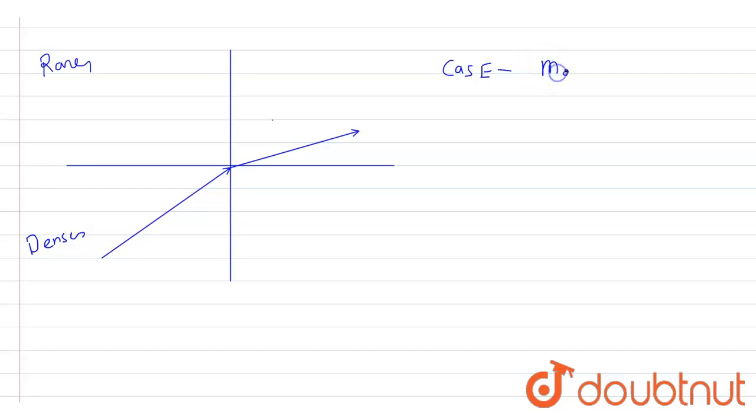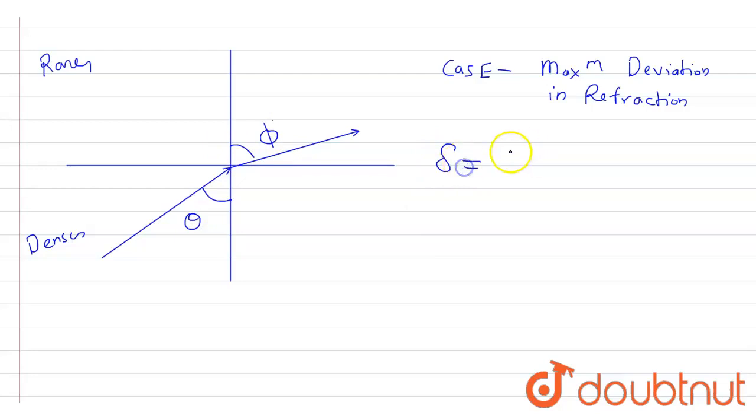So, maximum deviation in refraction, right? For maximum deviation in refraction, let's say the ray is falling here at an angle theta and it is refracting at an angle phi. Now the deviation will be delta, so deviation will be equal to phi minus theta. The maximum deviation will be equal to phi minus theta.